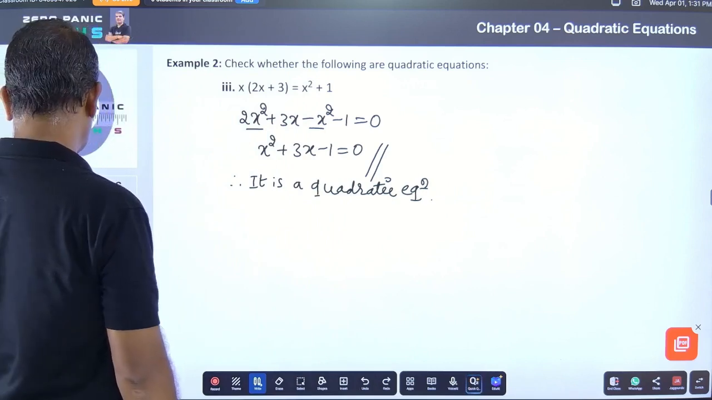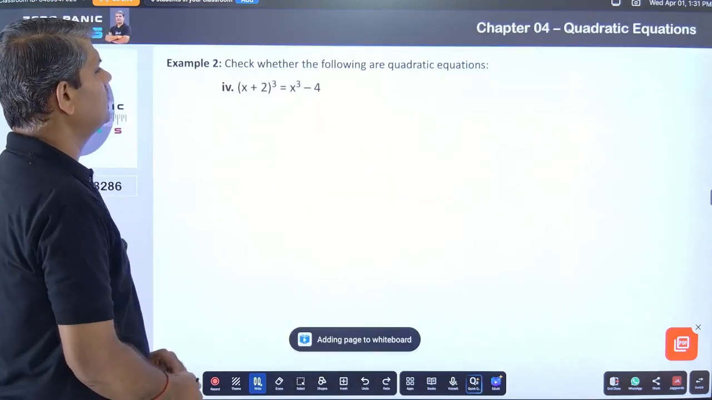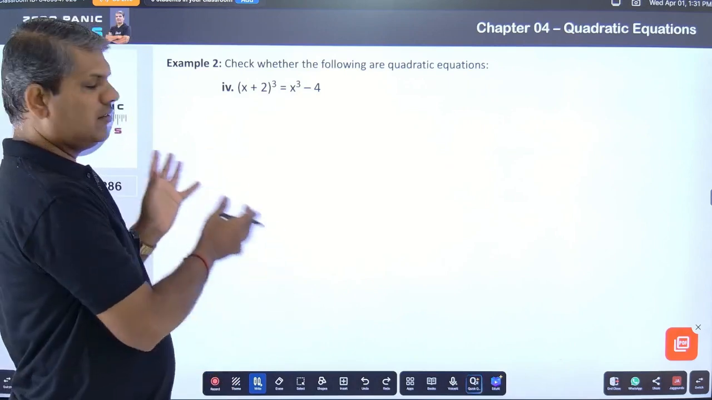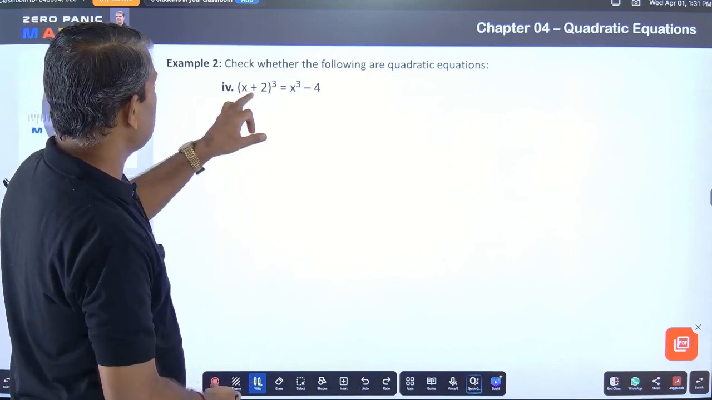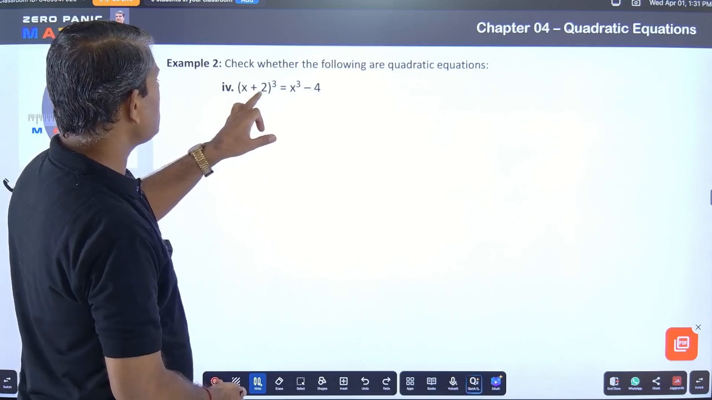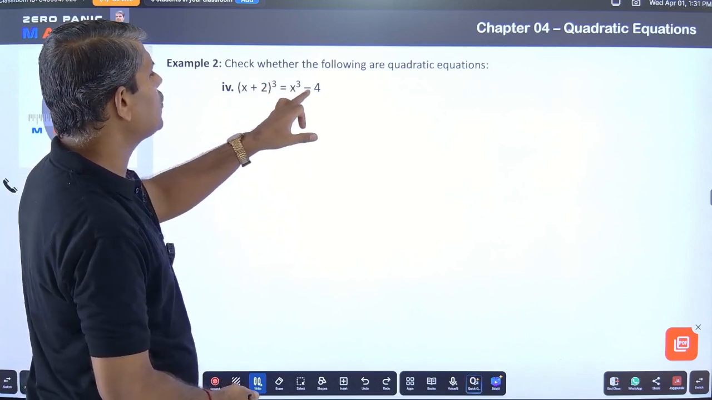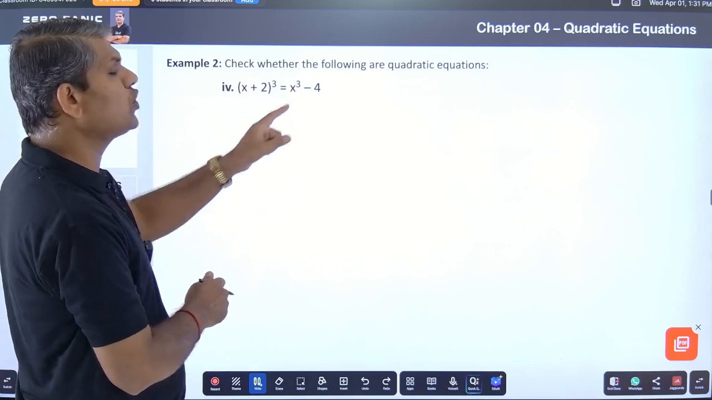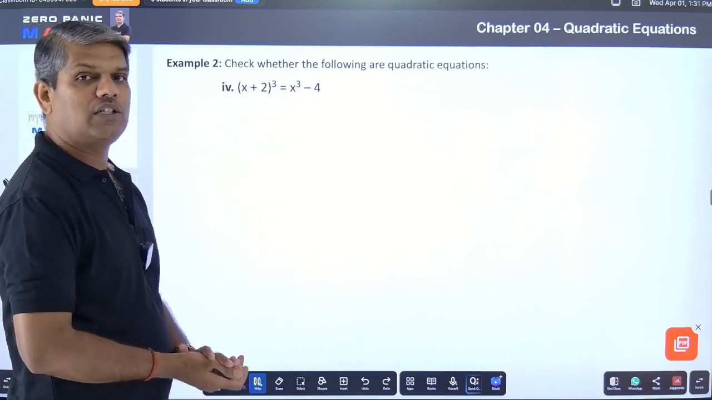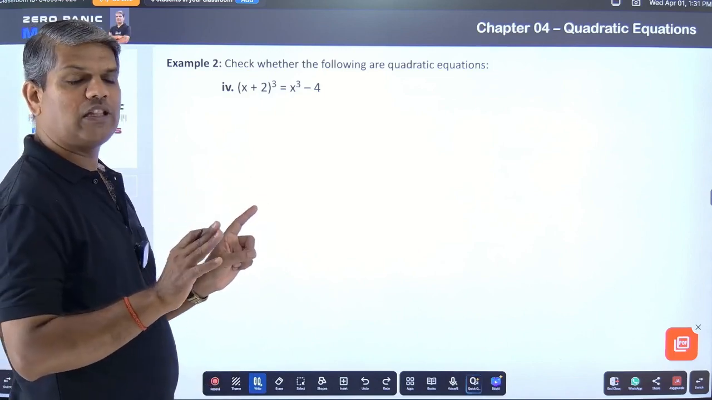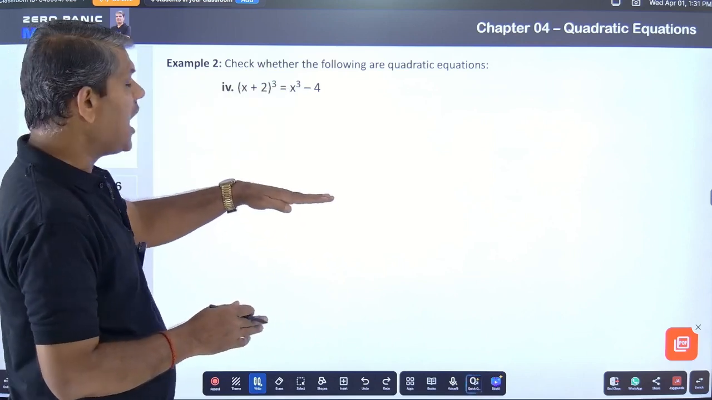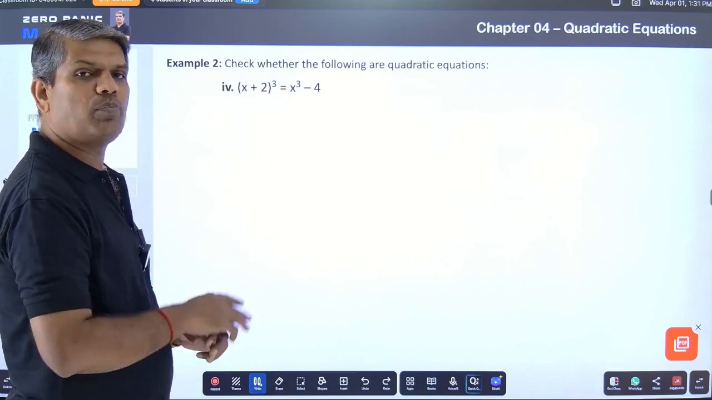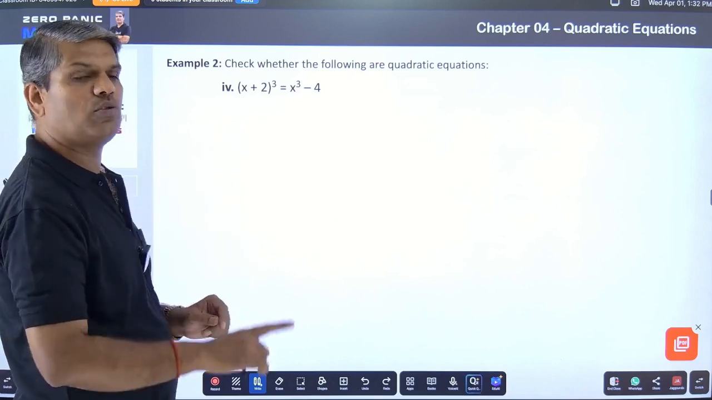Okay, now let us quickly move to the next problem. Next problem is a little bit different than the previous problems. Here if you see, you have x plus 2 whole cube is equal to x cube minus 4. So at the first look, you might say that because we have an x cube term here, it might not be a quadratic equation, but you should not decide based on that. You have to solve that equation finally, and if in the final answer you get the power of 2 as the highest power of x, then only you should decide based on that.